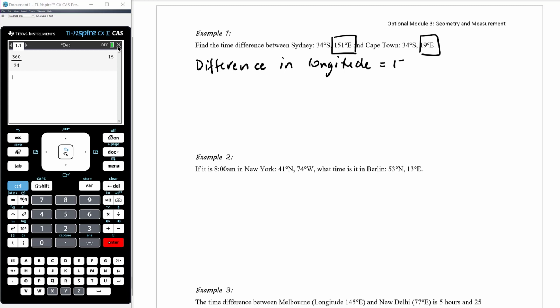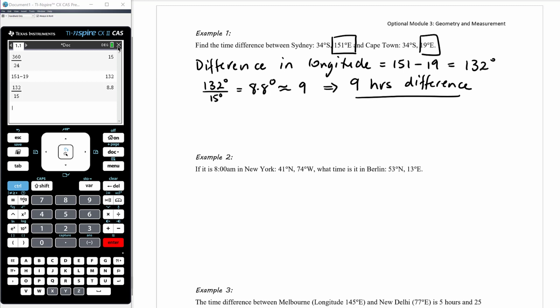That's the first thing, because then it's going to be about how many lots of 15 degrees that is. So the difference in longitude, 151 take away 19, is 132 degrees. Okay, and then we're going to work out the number of hours, number of lots of 15. So the difference is 132 degrees divided by 15 degrees. So 132 divided by 15 is 8.8. So that's approximately 9. Okay, so this would mean that there's 9 hours difference.